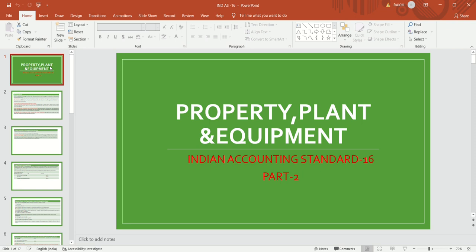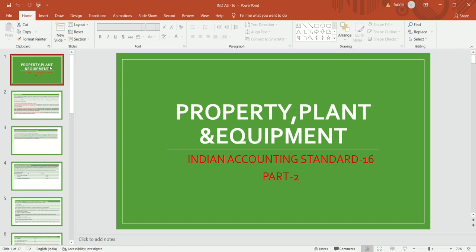Today we are going to continue the property, plant and equipment, that is Ind AS 16 part 2. Previously in property, plant and equipment we discussed the initial recognition, the objective of PPE, how to recognize it, its measurement principles, subsequent recognition, its measurement principles.